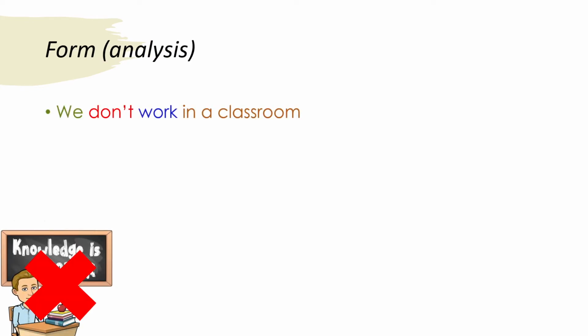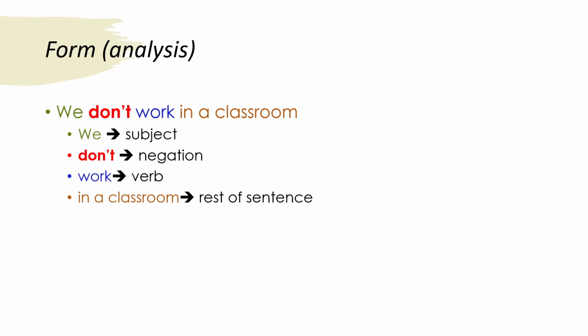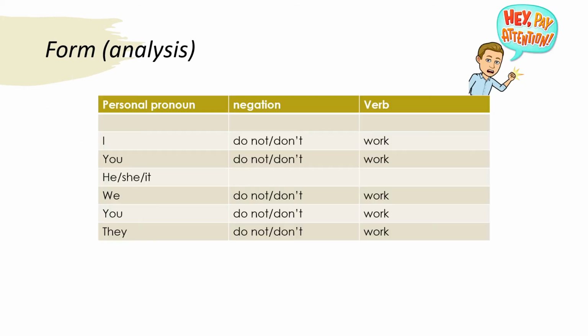If we analyze this sentence, we notice the following. We is the subject, don't the negation, work my verb, and in a classroom the rest of the sentence. For now, it is important that we focus on the negation. In this case, the negation is don't, which comes from do not. And we need this info to continue. If we put this information into a grid, we get the following.